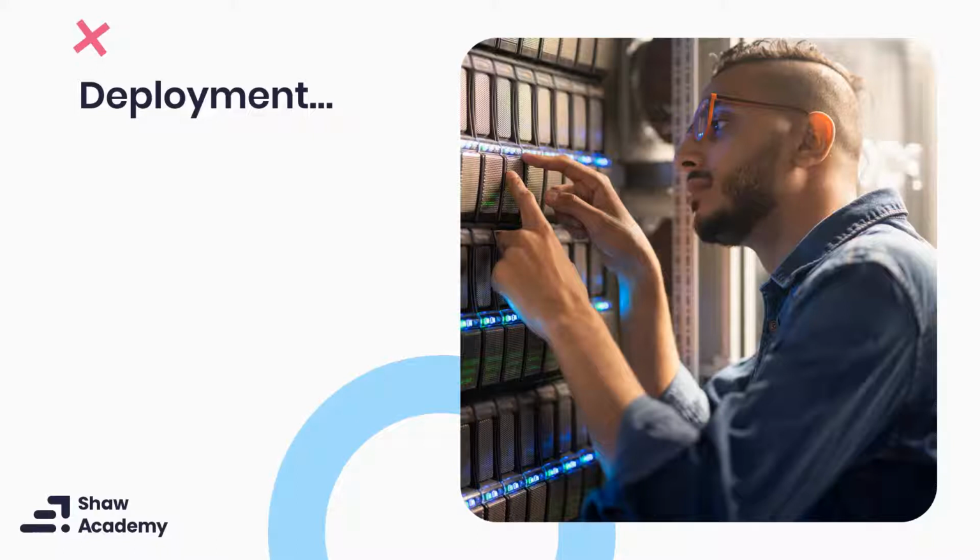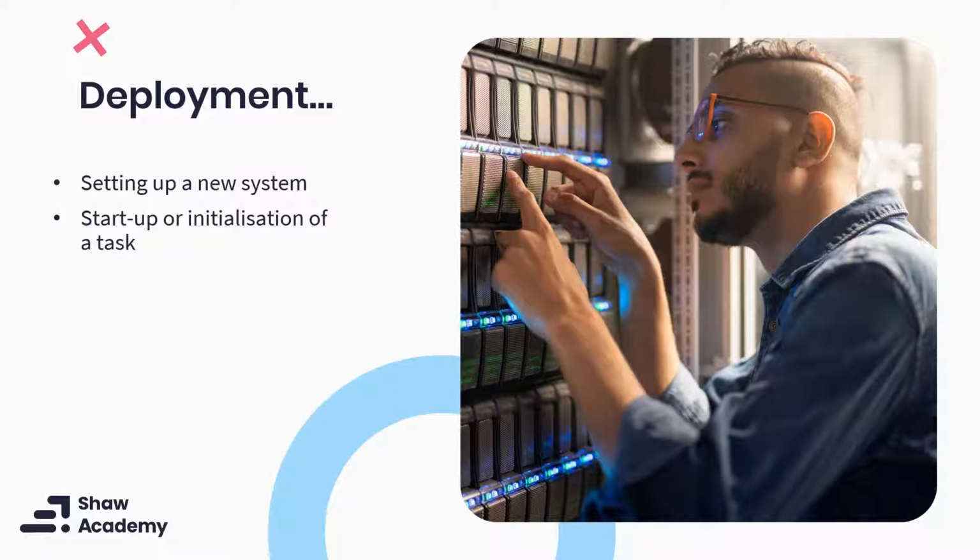Before we dive into network infrastructures, let's quickly talk about deployment and virtualization, two terms that are commonly used in the context of network administration. Basically, deployment refers to the setting up of a new system to the point that it is ready for productive work in a live environment. In the simplest of terms, deployment is the startup or initialization of a task, which could include a piece of software, configuration, or even a pipeline of both simultaneously.